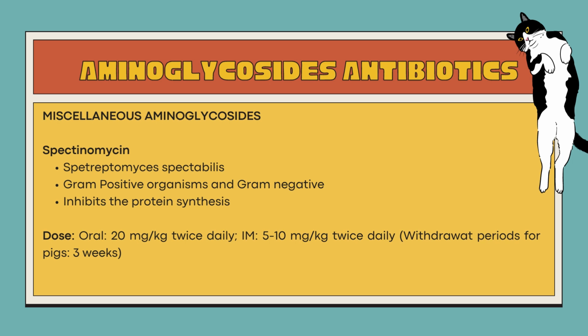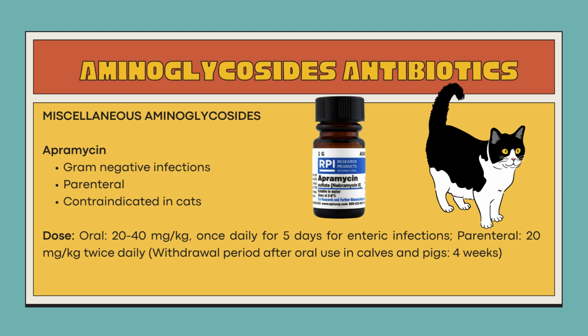The dose for this drug is 20 milligrams per kilogram twice daily orally, and intramuscularly 5 to 10 milligrams per kilogram twice daily. The withdrawal period for pigs is 3 weeks. Next, we have apramycin. It is a bactericidal antibiotic mainly used to control gram-negative infections, especially E.